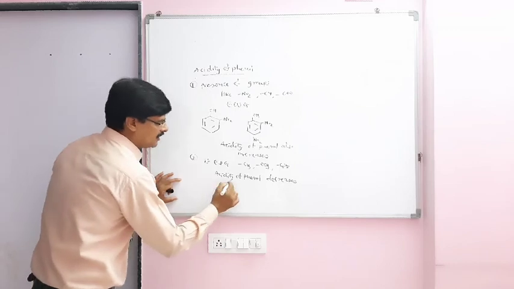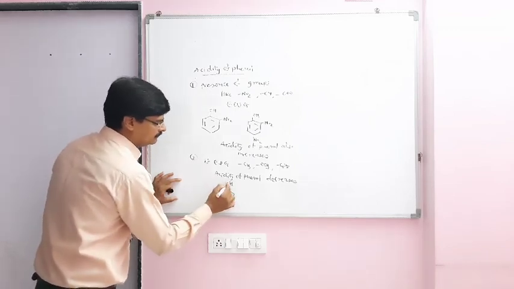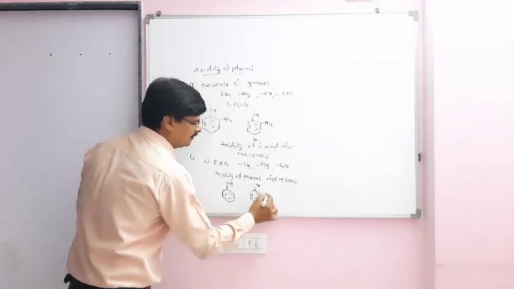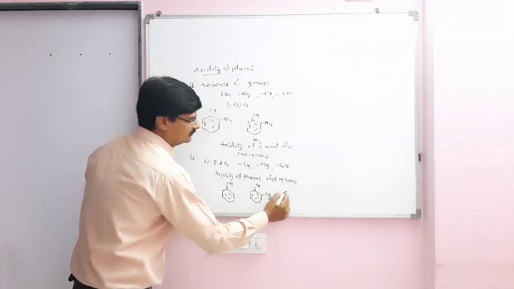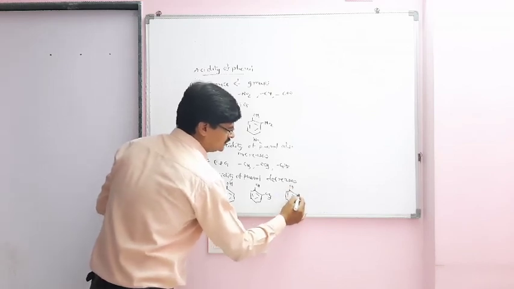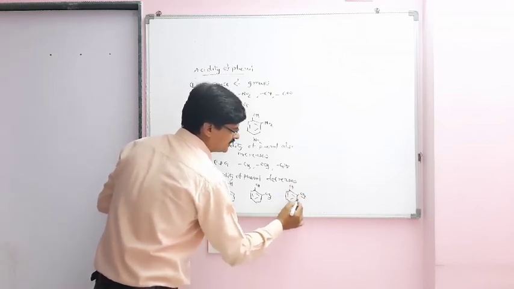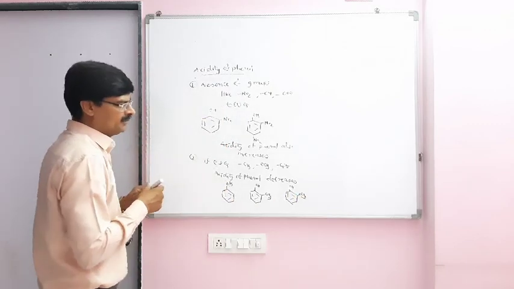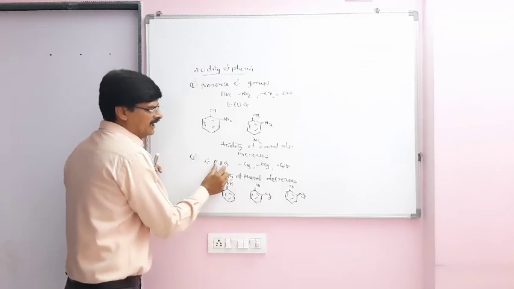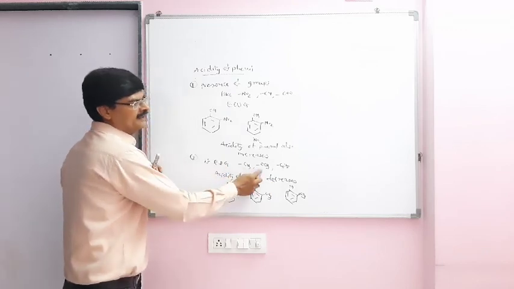OH, phenol, cresol, CH3, we can take the OCH3 example. So the acidity of phenol decreases if electron donating groups are present in phenol.